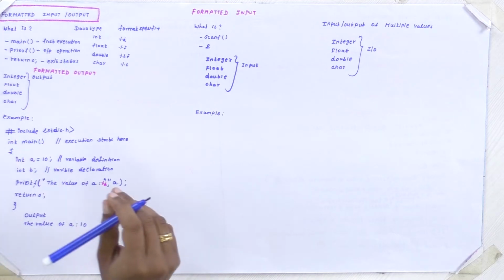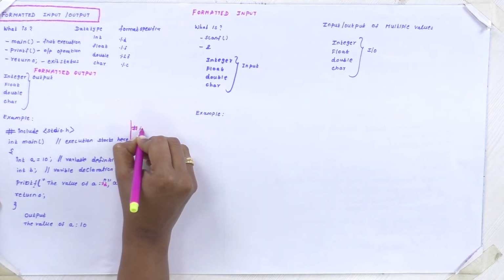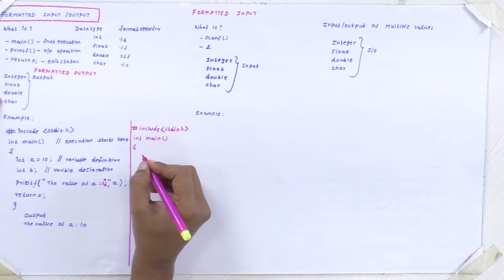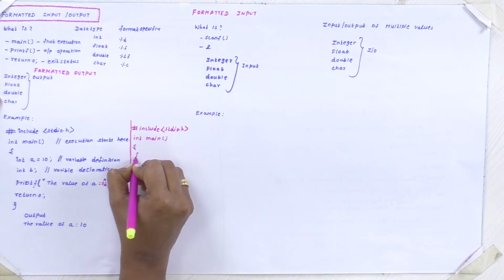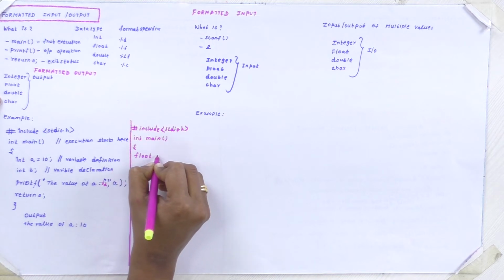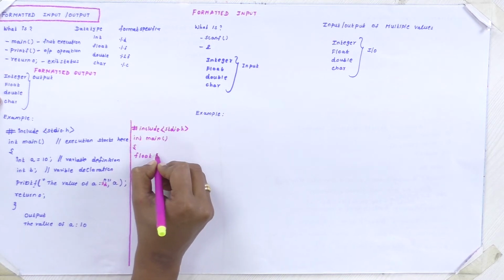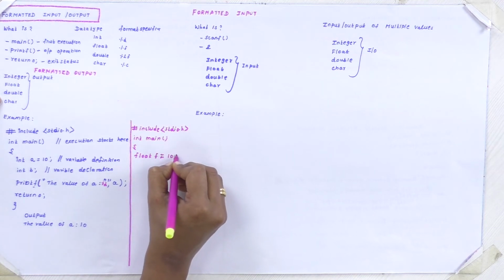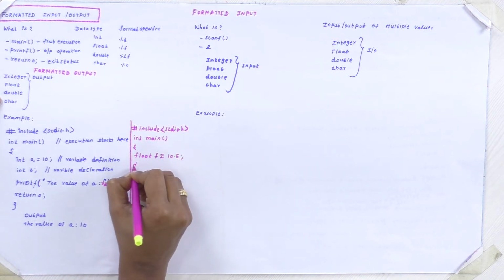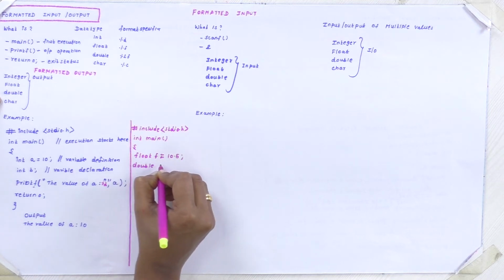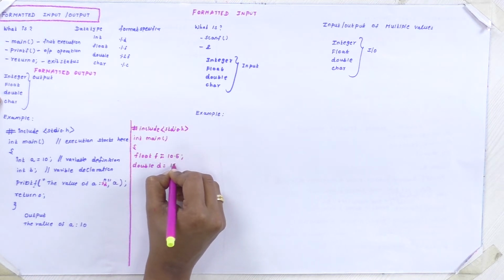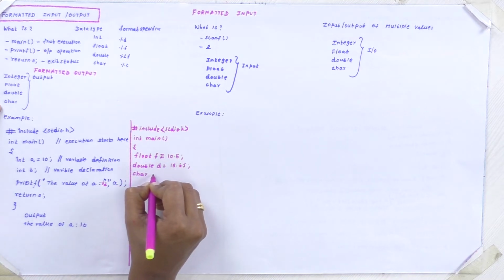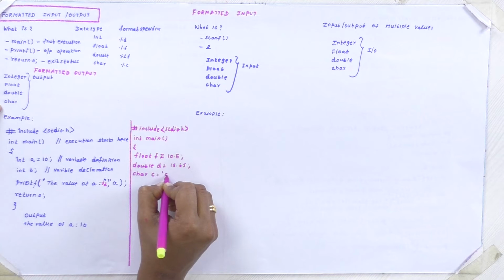Let me see what this is. So again I am writing #include. So in this program I am going to use 3 data types in the same program. So float f, value I am giving as 10.5, then double d is 15.65, then character c refers to a.